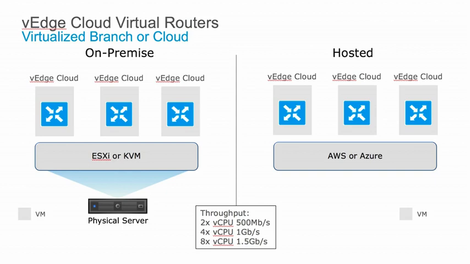Cisco's vEdge Cloud throughput is dependent on the amount of allocated resources, more specifically the number of vCPUs. Tested performance numbers for the Cisco vEdge Cloud range from hundreds of megabits per second to over a gigabit per second of throughput.